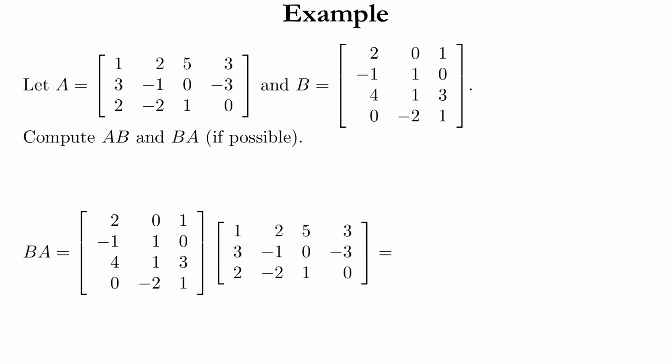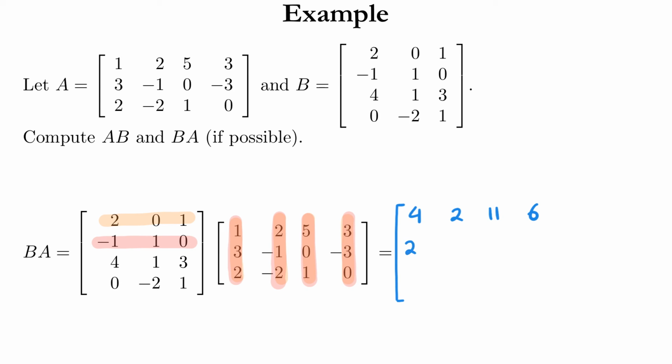To perform the product of the matrix B times the matrix A, we consider the first row of B and take its dot product with every column of A. This constitutes the first row of the matrix BA, which is 4, 2, 11, and 6. The second row of the matrix BA is obtained by taking the second row of B and dotting that with every column of A. This gives us the second row, which has entries 2, negative 3, negative 5, and negative 6. The third row is obtained by taking the third row of B and dotting it with every column of A. Again, this gives the third row, which has entries 13, 1, 23, and 9.